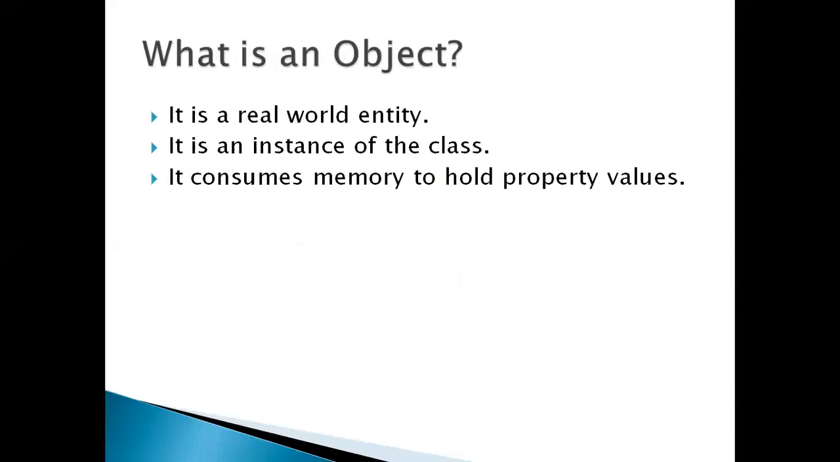Now, what is an object? It is a real world entity. It is an instance of the class. It consumes memory to hold property values. So objects consume memory, but class does not consume any memory. Object is an instance of the class and class is the template of an object.